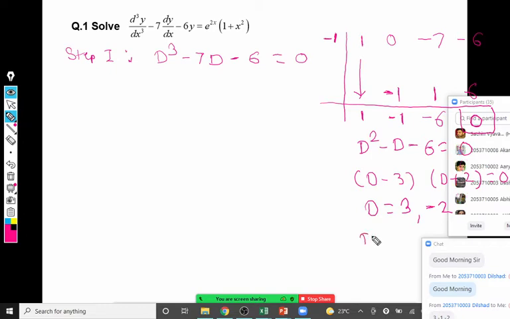So thus we got D is equal to, how many roots? All the 3 roots we'll write here. D is equal to minus 1, which is the first root we got by hit and trial, and the remaining 2 are minus 2 and 3. Is it correct? So YC. Tell me the YC.